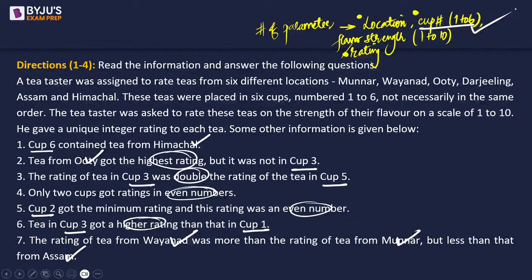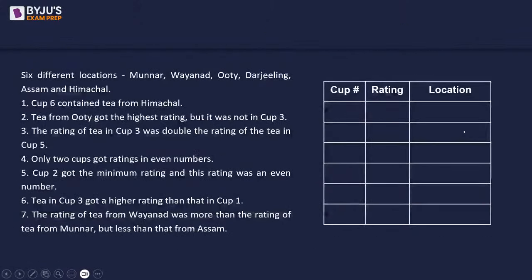So we will be drawing a table where cup number is going to be fixed. We are going to write down 1, 2, 3, 4, 5, 6 for the cup numbers. And then we will write down locations as the next column and rating as the next one. Or this can be interchanged, okay? The sequence of parameters doesn't matter. So this is what we have. So I'll write down the cup numbers as 1, 2, 3, 4, 5, 6. Now, the first statement says cup 6 contains tea from Himachal. So cup 6 has Himachal, let's write it down.